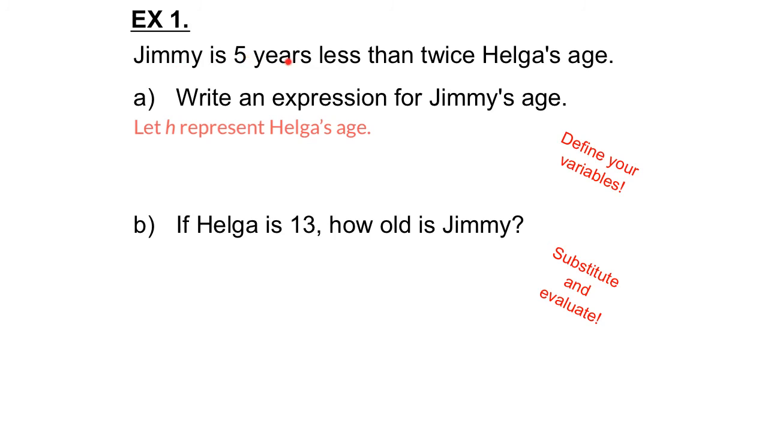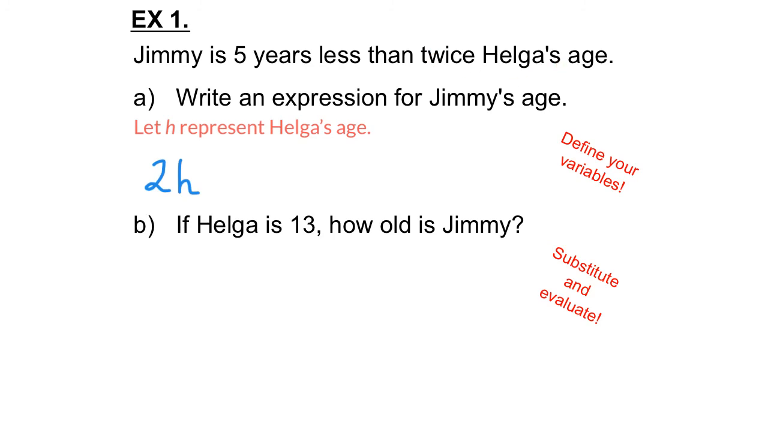Jimmy is 5 years less than, okay, let's stop there for a second. 5 years less than something. Well, let's start with the something. The something is twice Helga's age. Okay, how do I write that? Twice Helga's age. Well, twice means 2 times. So this is 2 times Helga's age. We can write that as 2H.